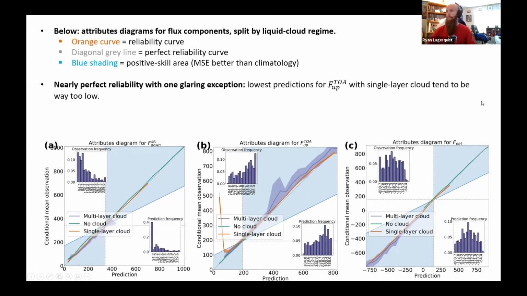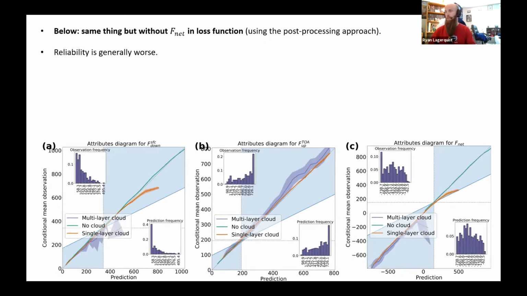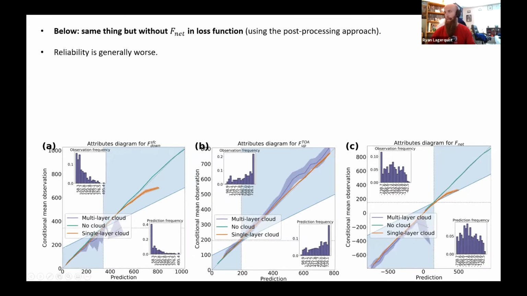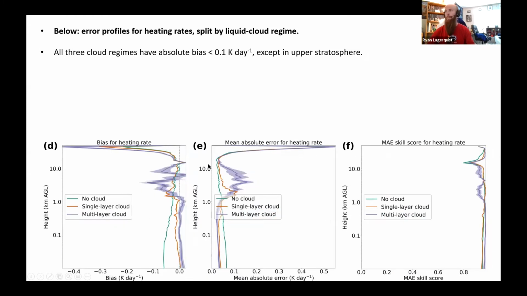And if you go from this slide to the next, this slide is showing what happens with the UNet++ that we decided on, which is trained with a custom loss function to make sure that the 3 flux components are physically consistent and skillful. If we don't do that, you'll notice that the attributes diagrams generally get worse. This one problem at the extreme end for single layer cloud goes away. So that does get better, but everything else generally gets worse. The reliability curves get further away from the 1-to-1 line.